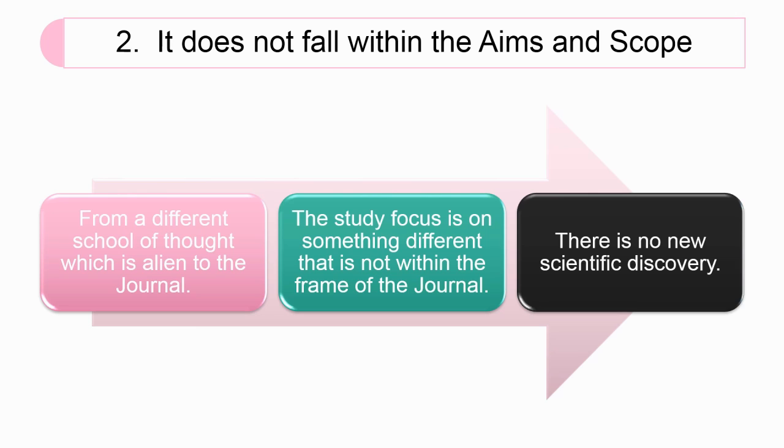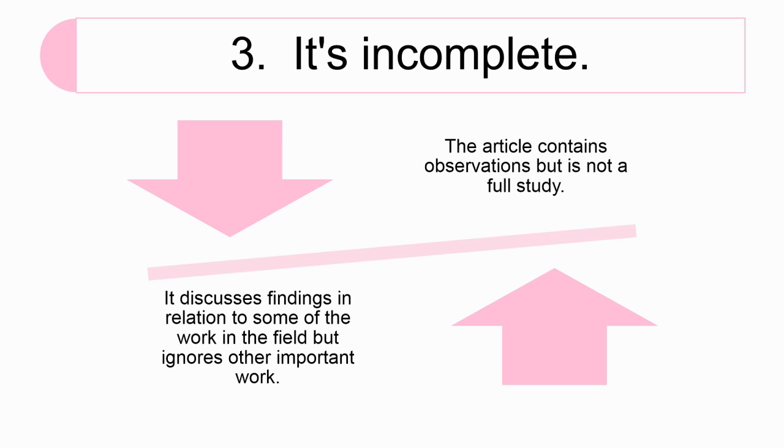And the most important thing is that if your article is not within the aim and scope of the journal, it cannot be published. You might have written something very good, but if the article is not under the purview of the journal's aim and scope, it should be rejected.